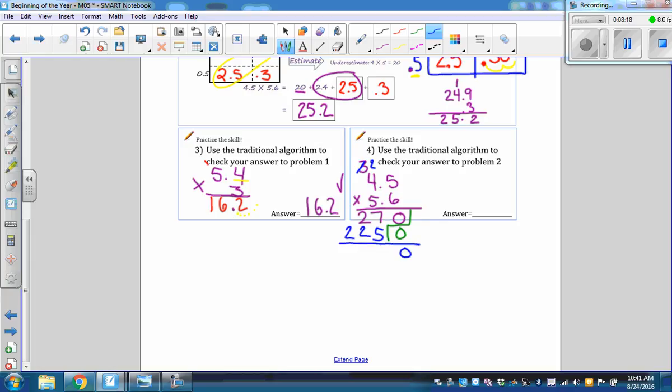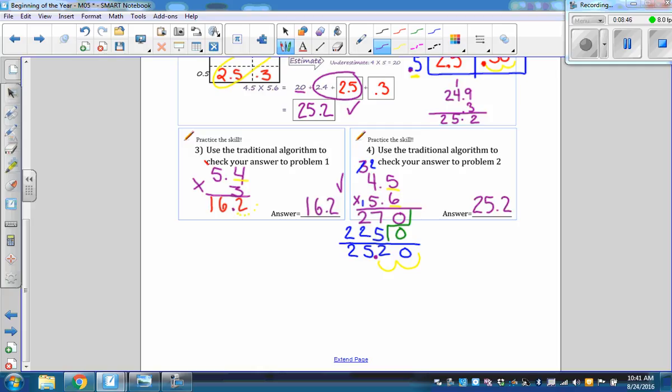Now we add. 7 plus 5 is 12. Carry the 1. 2 plus 2 plus 1 is 5. Go back to the problem and count how many digits are after the decimals. There's 2. Move the decimal in. Your final answer is 25.2. It checks. So I know I've done my work right.